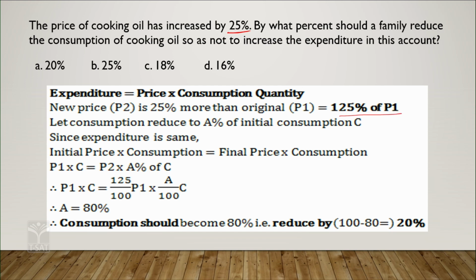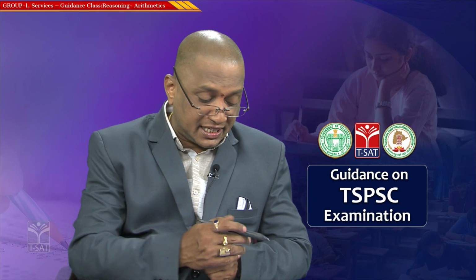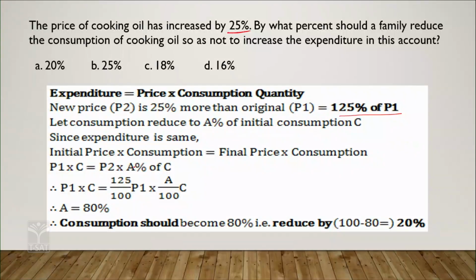Let the consumption reduce to A% of the initial consumption C. Then the expenditure is the same, because there is no change in the expenditure. So, initial price into consumption is equal to final price into consumption, because you have to balance it with the total expenditure. So, the initial price is P1 and the consumption for it is C, and the final or new price is P2, and the consumption is A% of the initial consumption C. So, that is given.